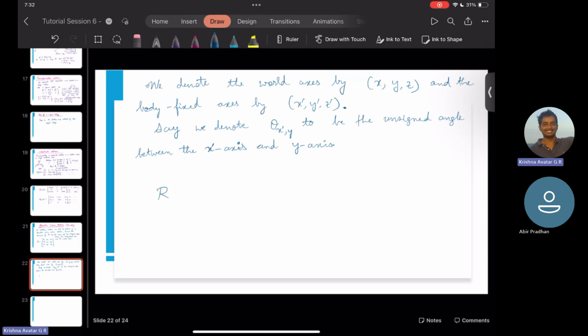If you go by that, then the first row will be cosine of theta of x prime with respect to x, cosine of theta of y prime with respect to x, and cosine of theta of z prime with respect to x.